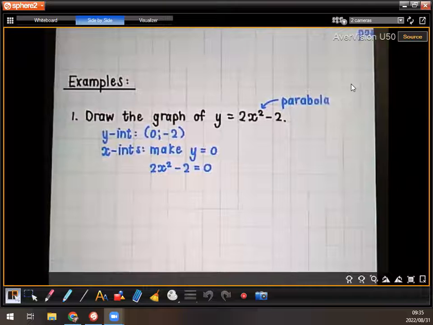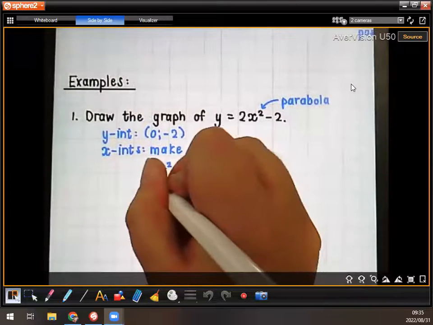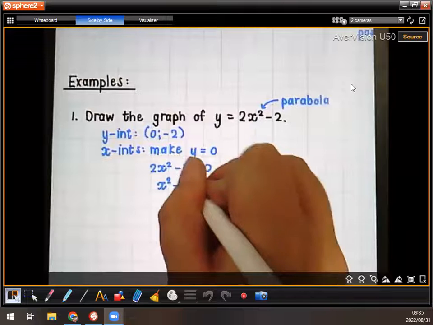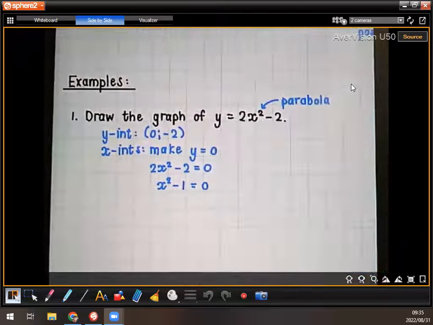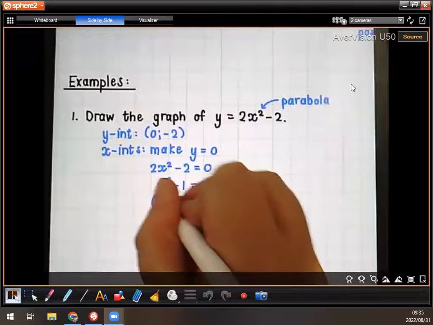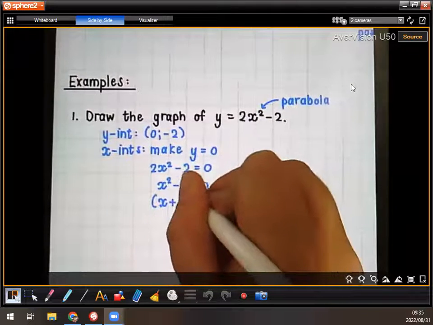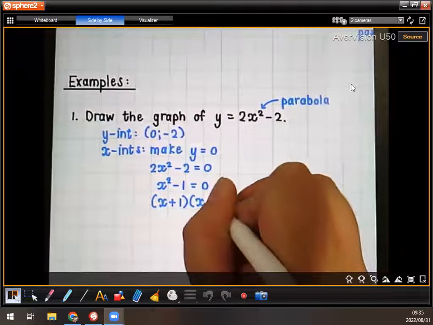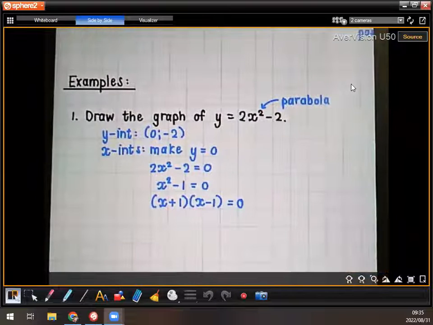I can divide each term by 2, because 2 goes into all of them. So what is that going to give me? X squared minus 1 equal to 0. Now, is that a difference of 2 squares? Yes. Okay, so you have two options, guys. I'll show you the other way in which you can write it just now. But it's a difference of 2 squares, so you will just factorize.